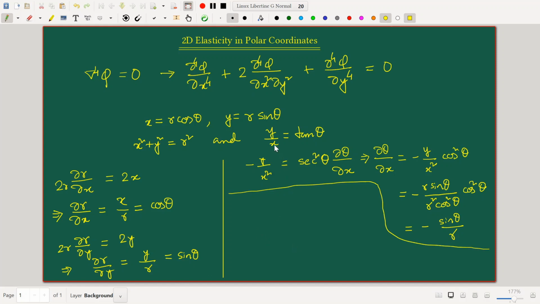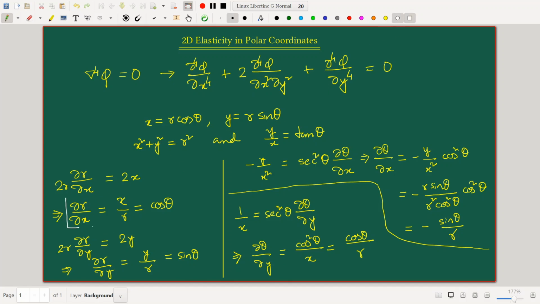In a similar fashion, let us do the differentiation of this relationship with respect to y, and what we'll obtain then is 1 by x is equal to sec square theta del theta del y. So that del theta del y is cos square theta by x, and just replacing x by r cos theta, what we'll obtain is cos theta by r. So we have this relationship here.